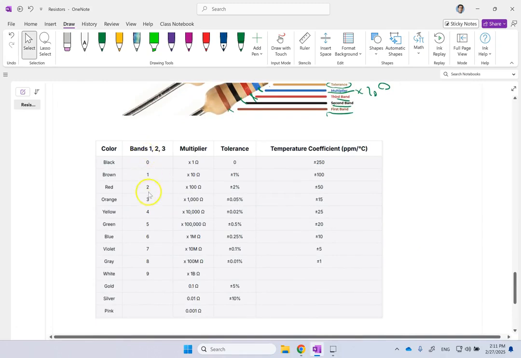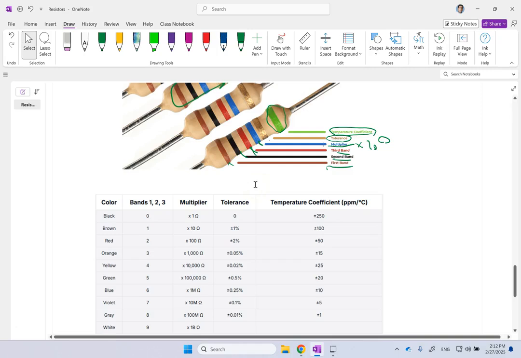So again, the table is very similar for black to white. It's the same numbers, 0, 1 to 9. Gold and silver still mean 5% and 10% tolerance. Okay? For multiplier, there is also a pink. And then we talk about the temperature coefficient. So first, let's read one of these and then discuss it.